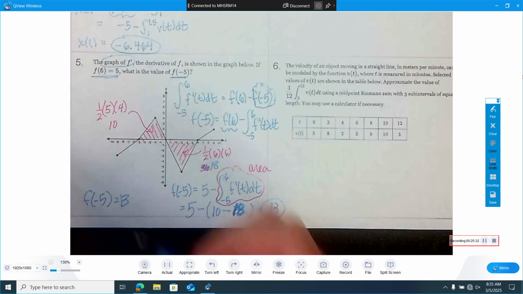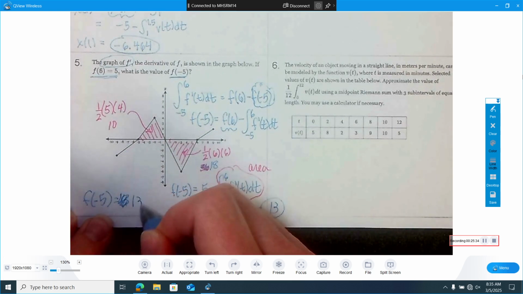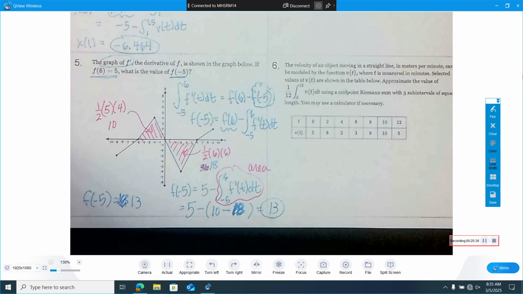That looks like a B, but it's a 13. Okay. All right. How do you feel about that fundamental theorem of calculus? Is it sort of starting to engage a little bit? Yeah? It's a tough one. But once you get it, it's like, oh, yeah, okay.